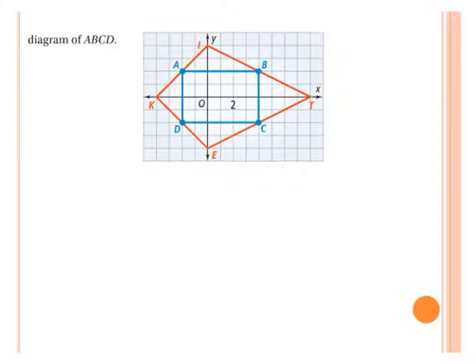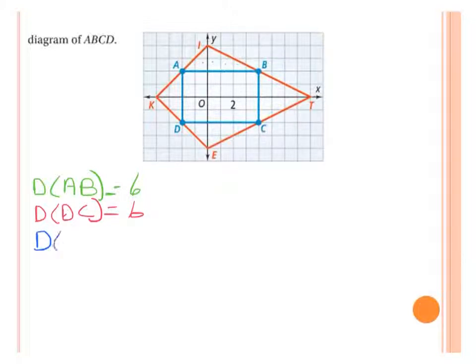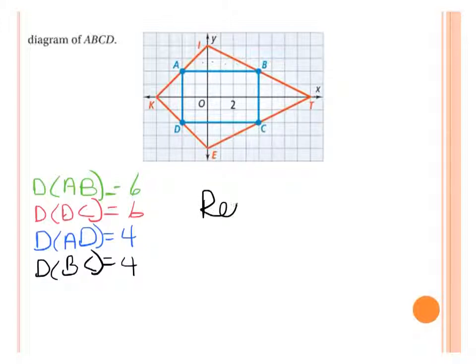Okay, so now on this one, all we have to do is find the distances. We don't have to use the distance formula, just count the squares. The distance of AB is going to be 1, 2, 3, 4, 5, 6. The distance of DC is going to be 6. The distance of AD is going to be 4. And the distance of BC is 4. Therefore, we have a rectangle.